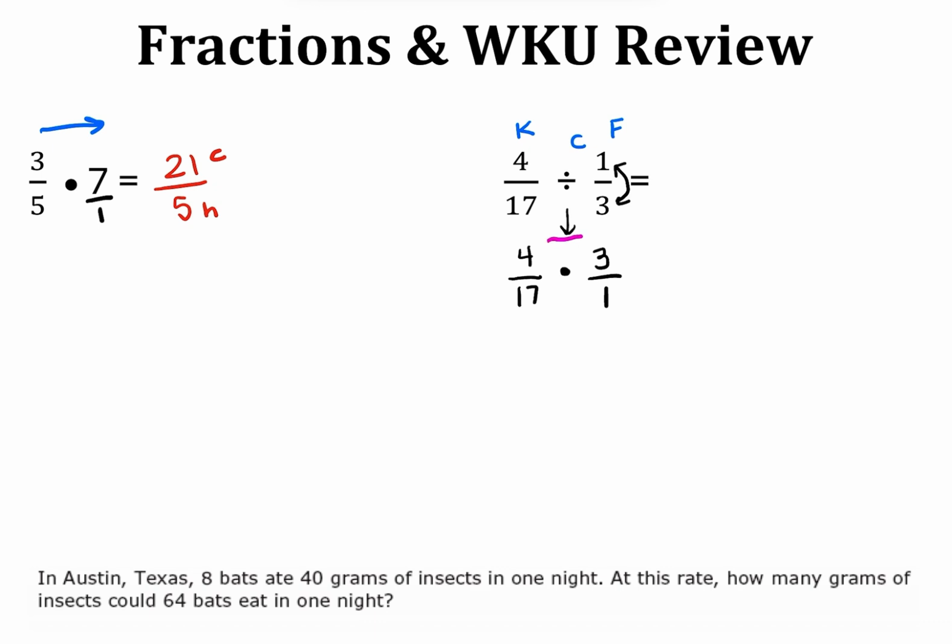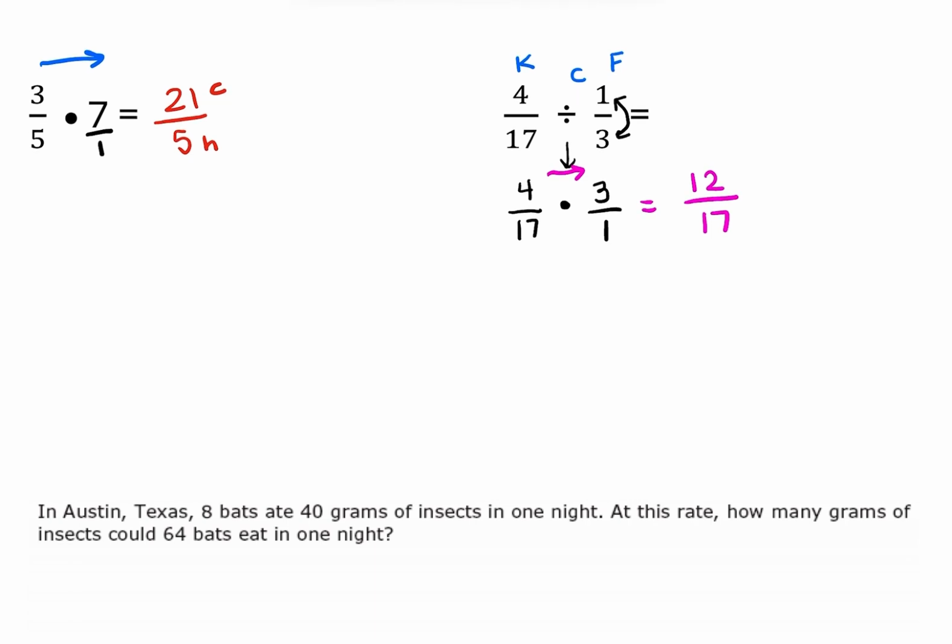Now that we are multiplying, we do top times top, bottom times bottom, and 4 times 3 is 12, 17 times 1 is 17. This is a regular fraction, it's not improper, and we also cannot simplify that because I can't skip count by anything to get me 12 and 17. So that would be my final answer there.